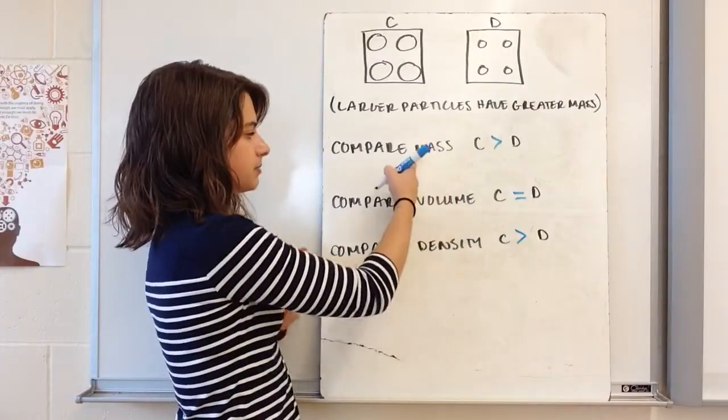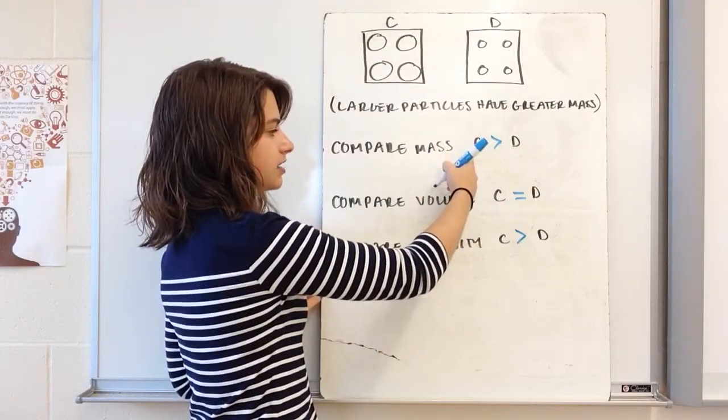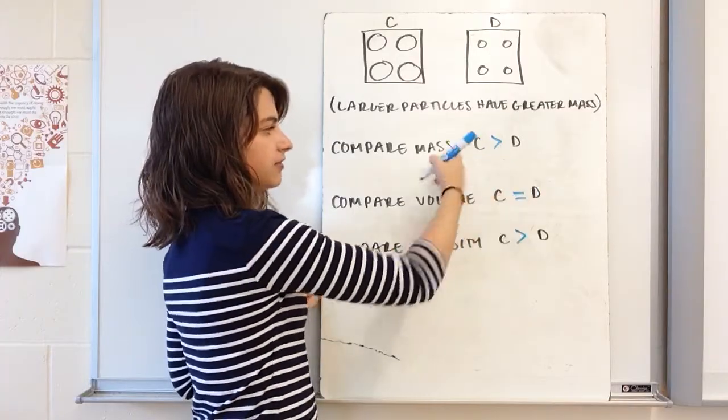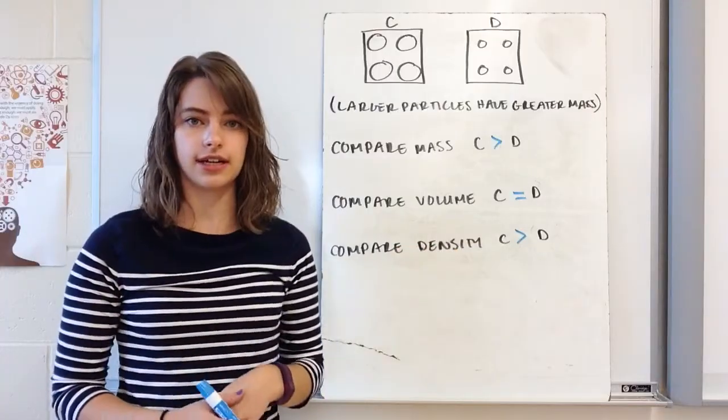And that also makes sense based on these two comparisons. They have the same volume, but C has the greater mass, which should mean in the same volume, whichever has the bigger mass is going to have the bigger density. So that means C has the greater density.